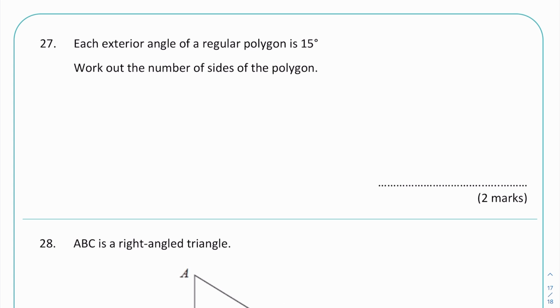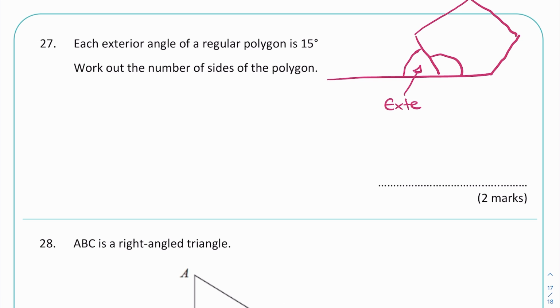Now when it comes to exterior angles, an exterior angle of a polygon, let's just imagine we had some sort of pentagon shape drawn over here. This on the inside of the pentagon is the interior angle. We're looking at the exterior angle. So this one just here is the exterior. And there's a few rules that come along with this.